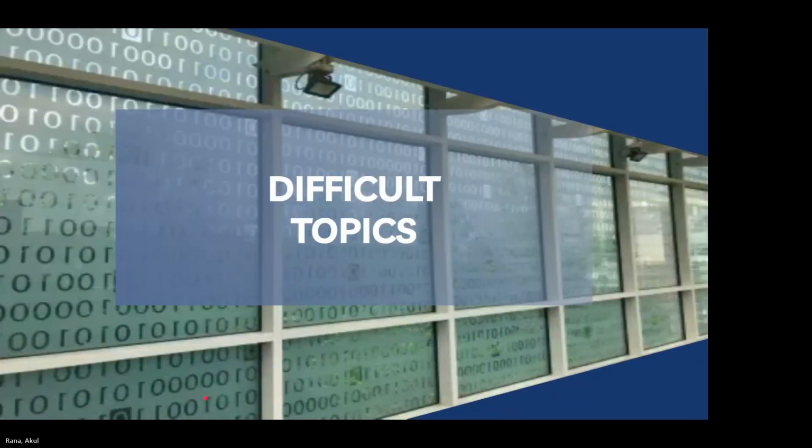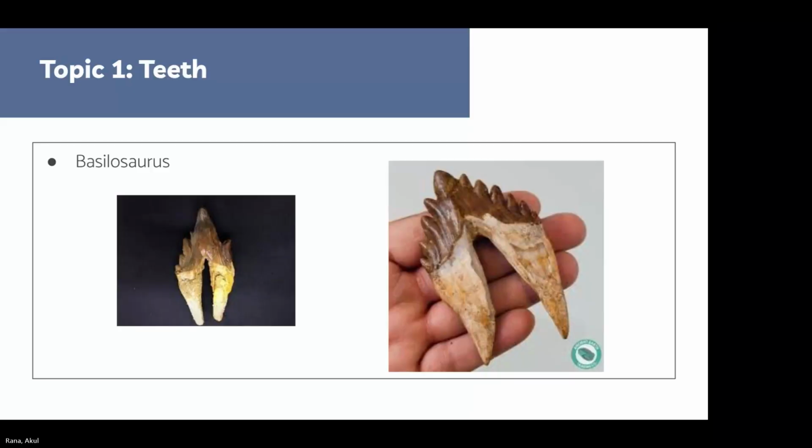So, to move on to some topics that we found difficult, at least, and hopefully are helpful for y'all to know. The first difficult topic really is tooth ID. Assuming that you've got ID of actual fossils down, tooth ID comes up semi-rarely, but when it does, it is quite difficult.